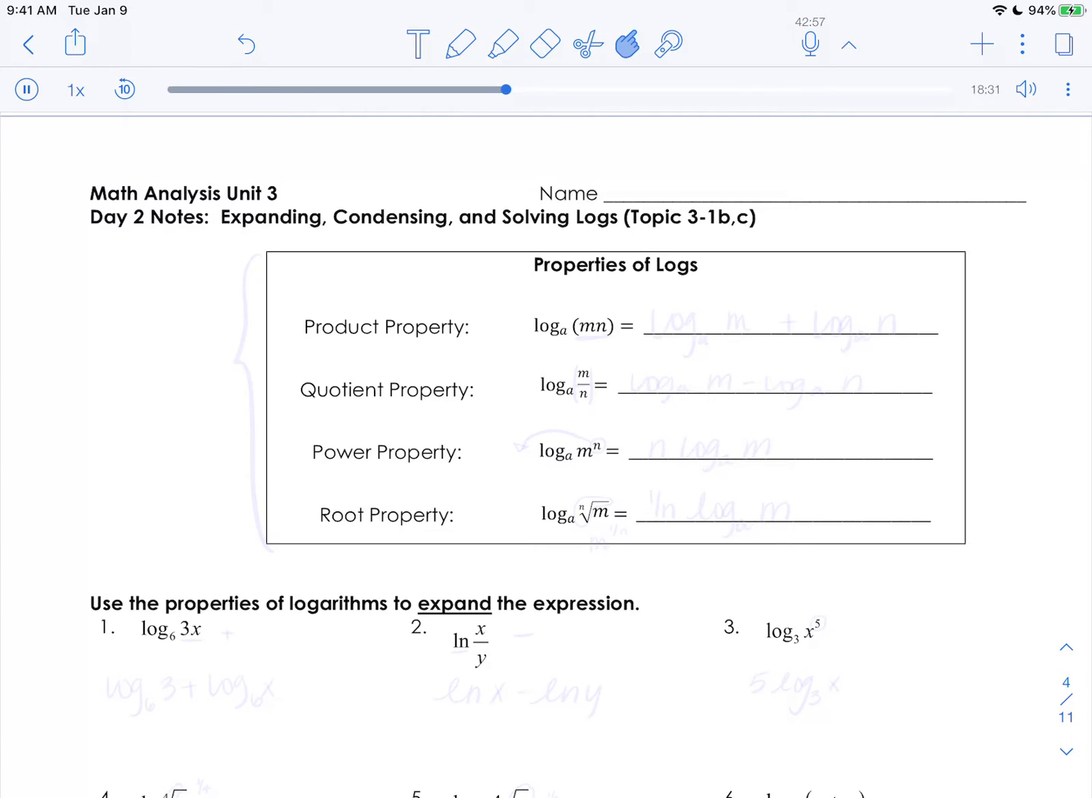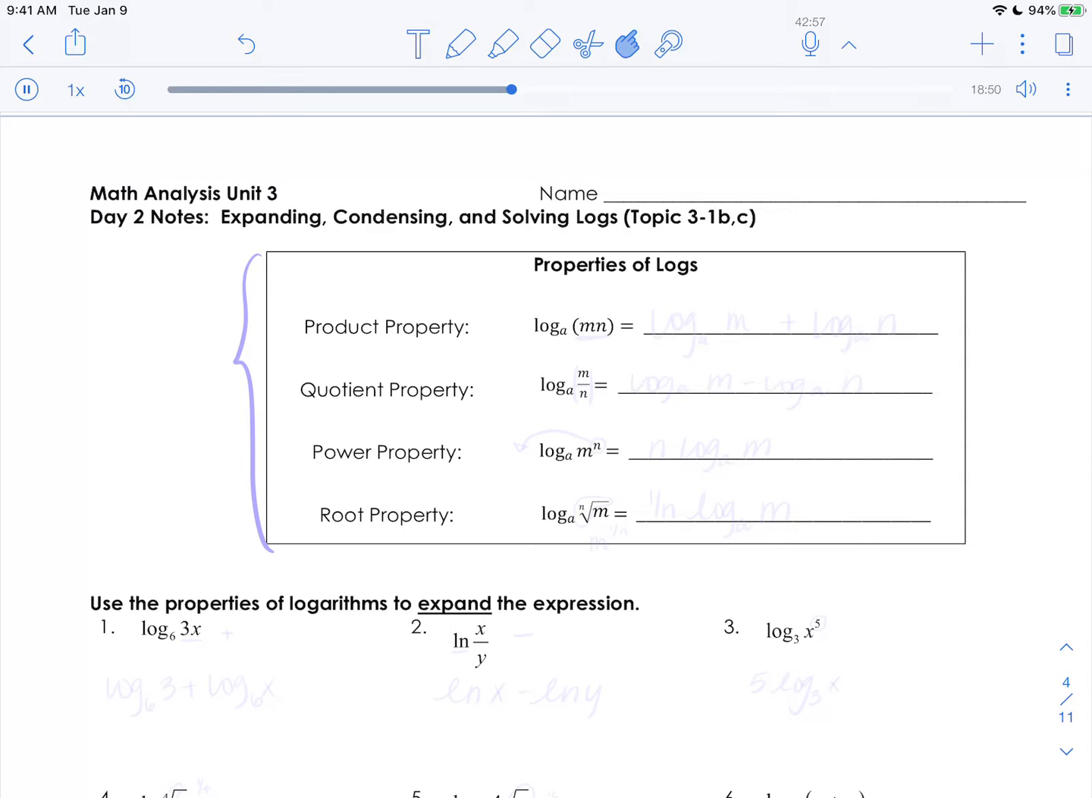Hi everyone. So in this video, we're going to go over expanding, condensing, and how to solve logs. Should be pretty straightforward. There are four main rules and properties that we're going to go over at the beginning that'll really help. And yeah, hopefully it's quick.